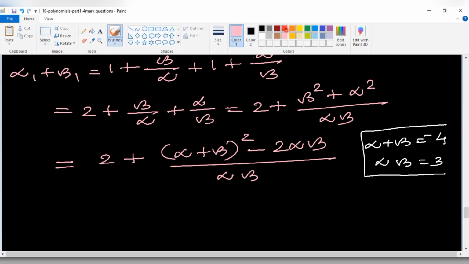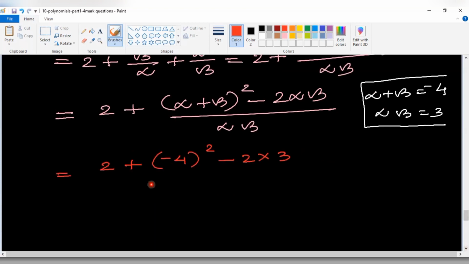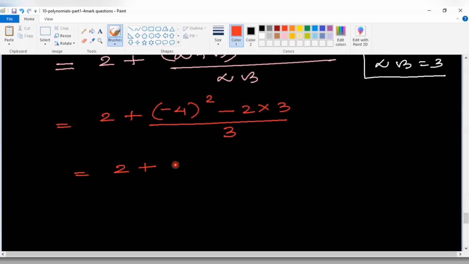Okay, so it will become 2 plus alpha plus beta is minus 4. So minus 4 the whole square minus 2 into alpha beta is 3 divided by alpha beta. Alpha beta is 3. So it is 2 plus minus 4 the whole square. Negative number multiplied 2 times it is positive. 4 square 16 minus 2 into 3, 6 divided by 3. That is 2 plus 10 by 3.